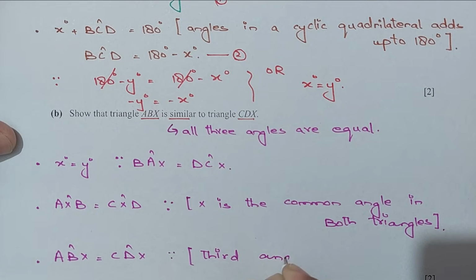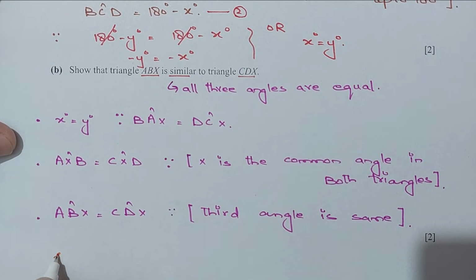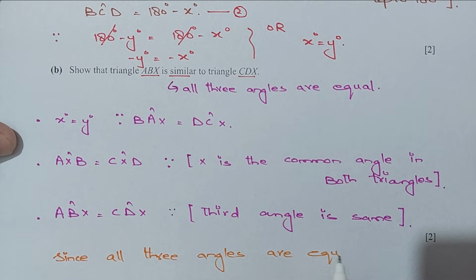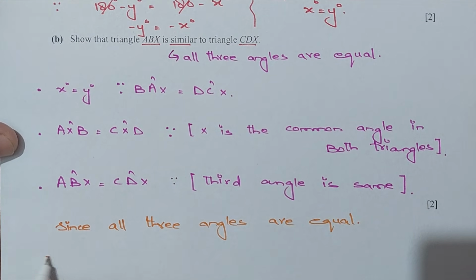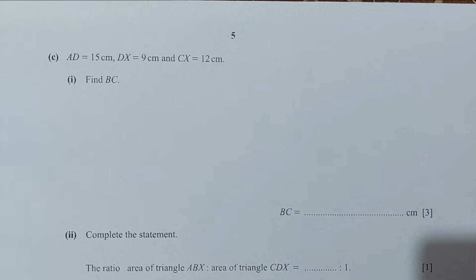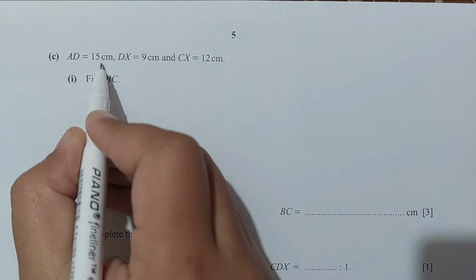Third angle is same. So all the three angles are same, right? So we can say since all three angles are equal, this implies triangle ABX is similar to triangle CDX. Now for part C, we have AD, which is 15 centimeter.